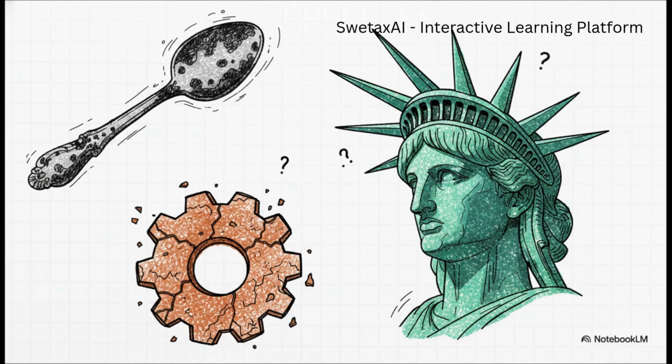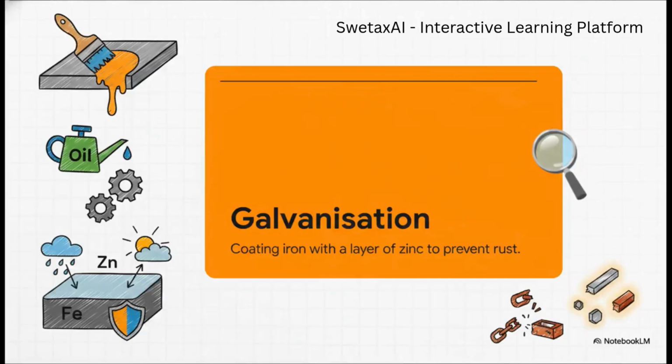That tarnished silverware in your drawer, it's turning black because it's reacting with air to form silver sulfide. Copper reacts to form a green basic copper carbonate, which is exactly why the Statue of Liberty is green. And then there's iron. Exposed to air and water, it inevitably turns into flaky reddish-brown rust, literally eating away at our infrastructure.